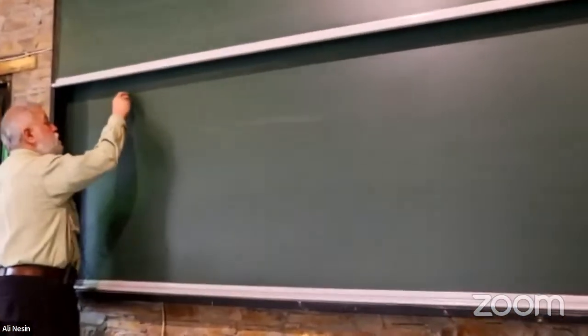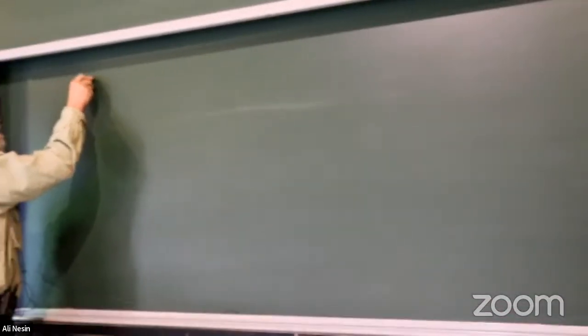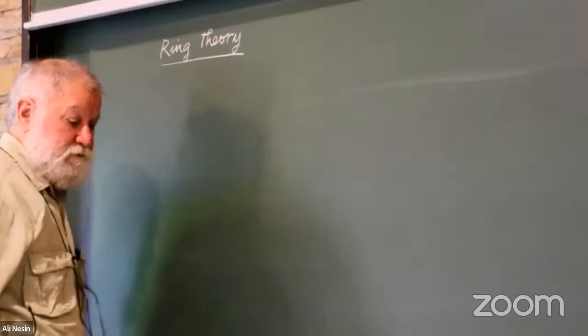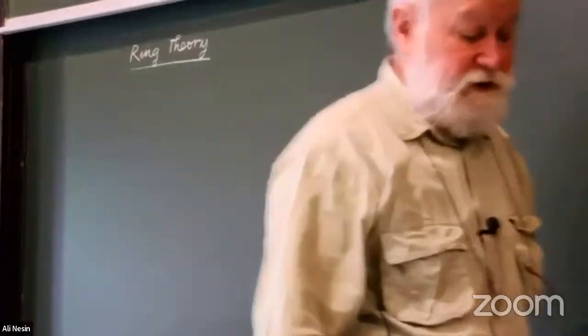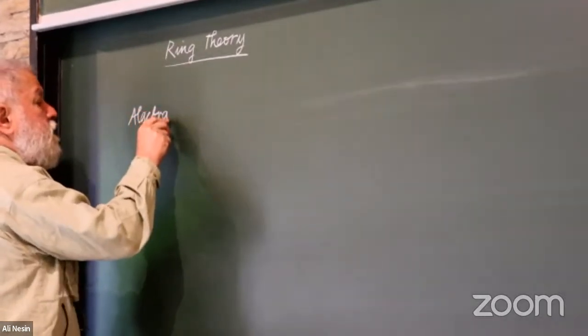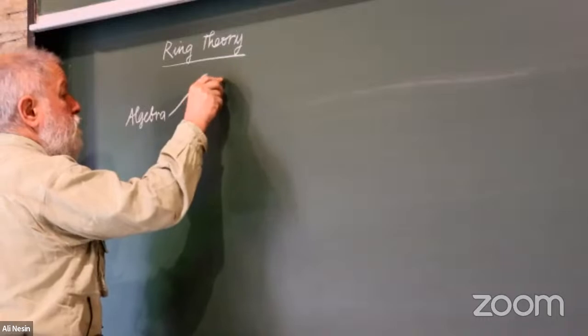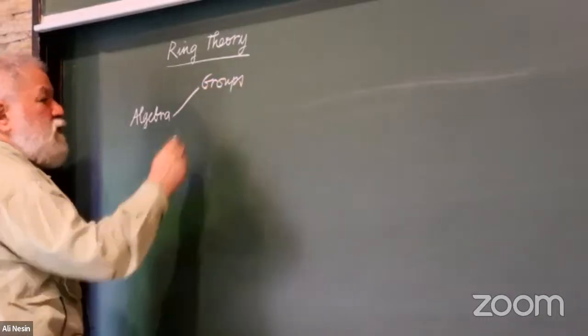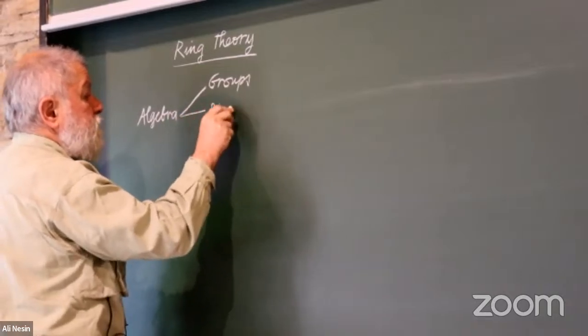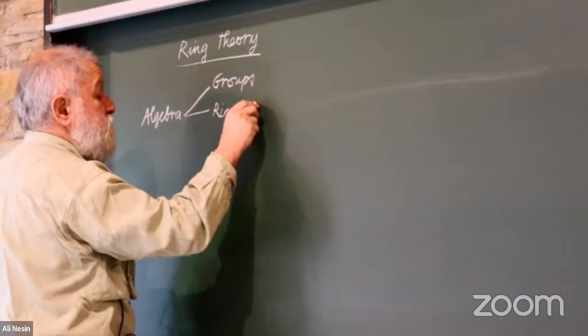Okay. So, the subject is ring theory. Let me first state where ring theory stands in algebra. In algebra, we have group theory, groups, and semigroups, and so on, other things. Rings and fields. This is our subject, rings and fields.